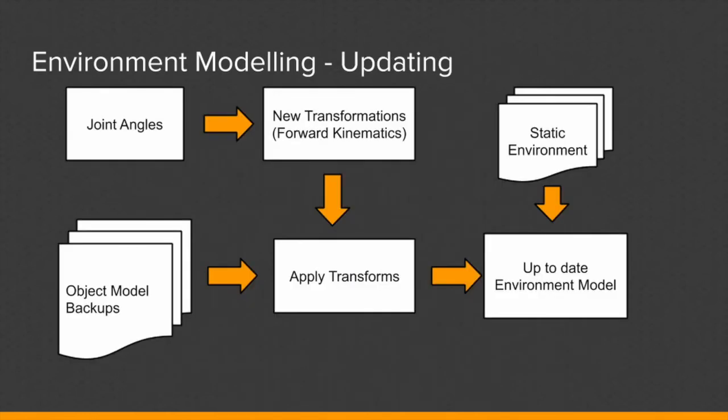At each time step, the model is updated by using the forward kinematics of the robot and a backup of the graph representation of the links. The new graph is used in the model, while static objects in the environment are kept as is, since they do not need to be updated. This minimizes the amount of computations required to have the environment model for each time step.